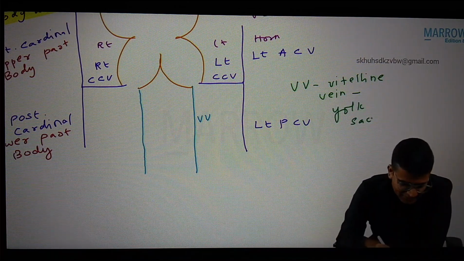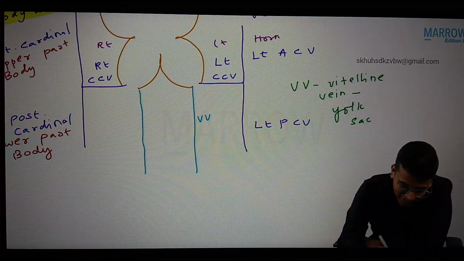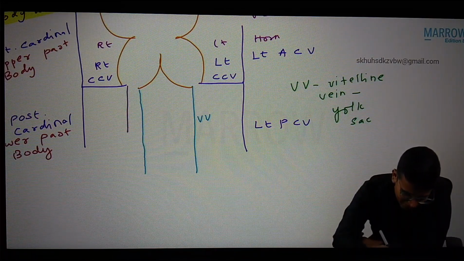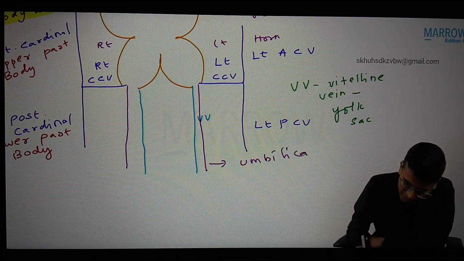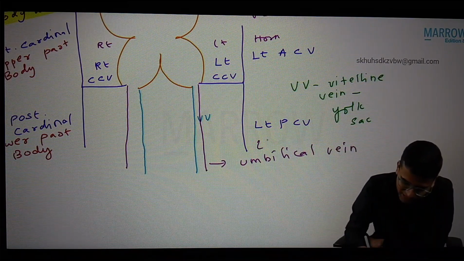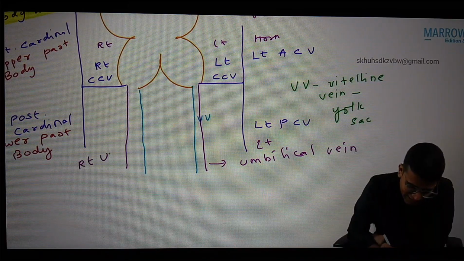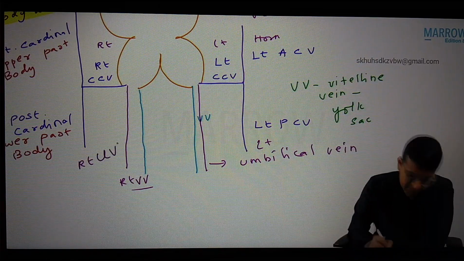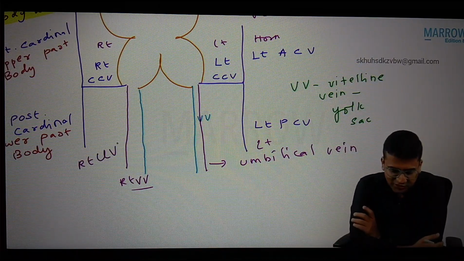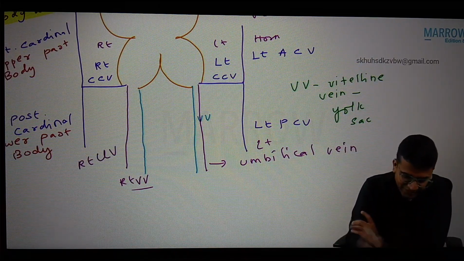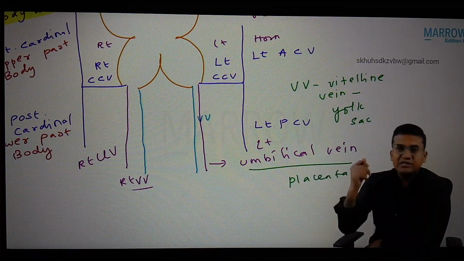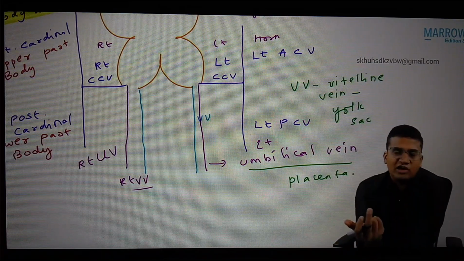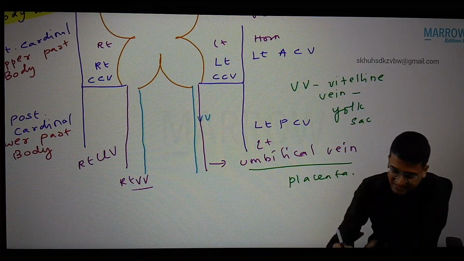Okay. And we also have the umbilical vein. This is the left umbilical vein, this is the right umbilical vein, and this is the right vitelline vein. Okay. Right. So now these are the three embryonic veins we have. The umbilical vein carries the blood from the placenta. Umbilical vein is the only source of oxygenated blood because it carries the blood from the placenta.